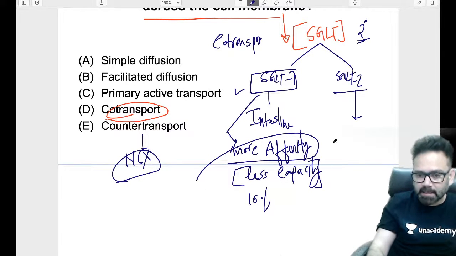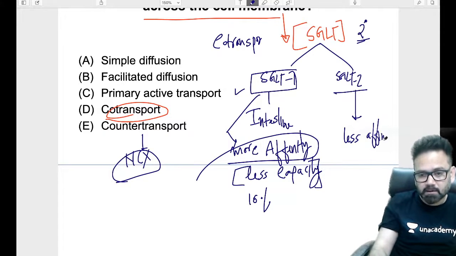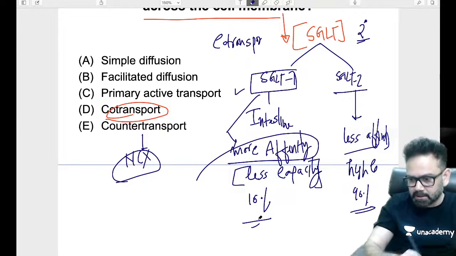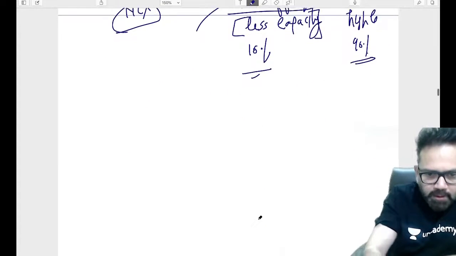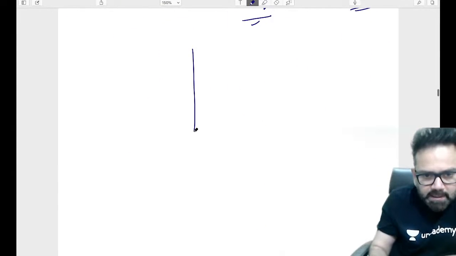Okay, and SGLT2, although it has less affinity, has very high capacity. More than 90% of glucose is absorbed by SGLT2. Yes, concept is that only. Yes, concept, Moksh, concept is that only.